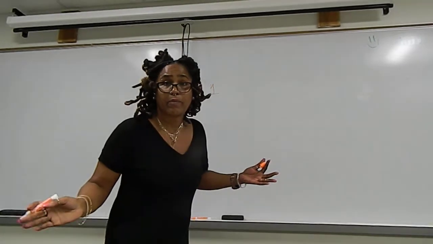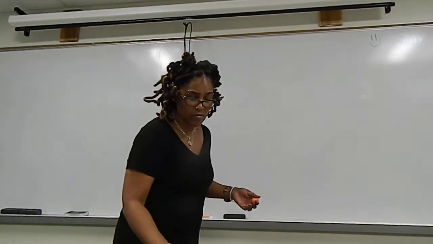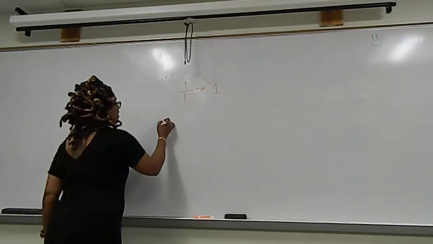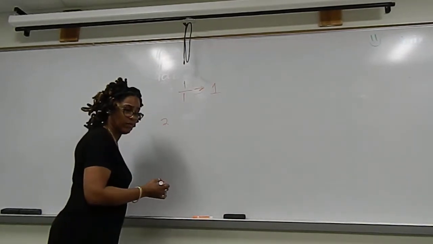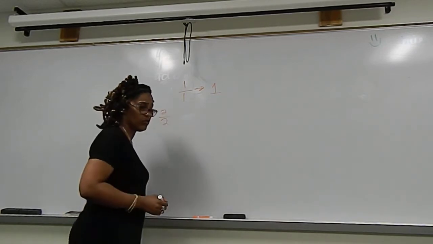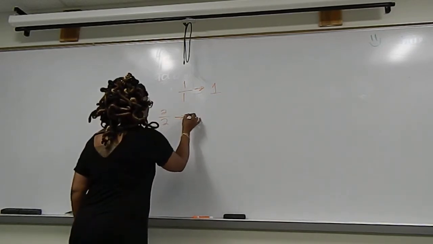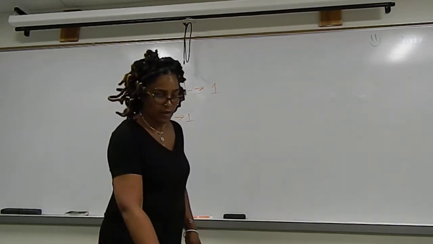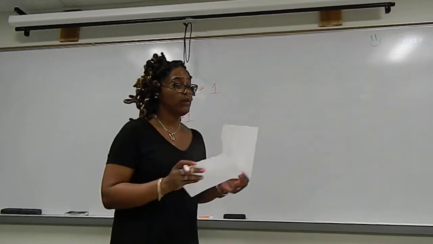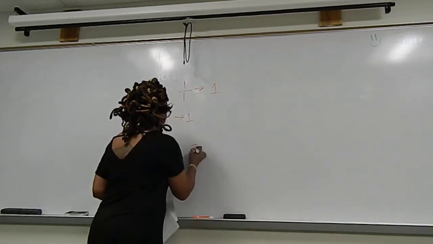But now we've torn our paper in half. So how many pieces do we need to make one whole piece of paper? Now we need 2 pieces, right? And how many do we have? Well, we have 2 out of that 2. And again, that makes one whole piece.